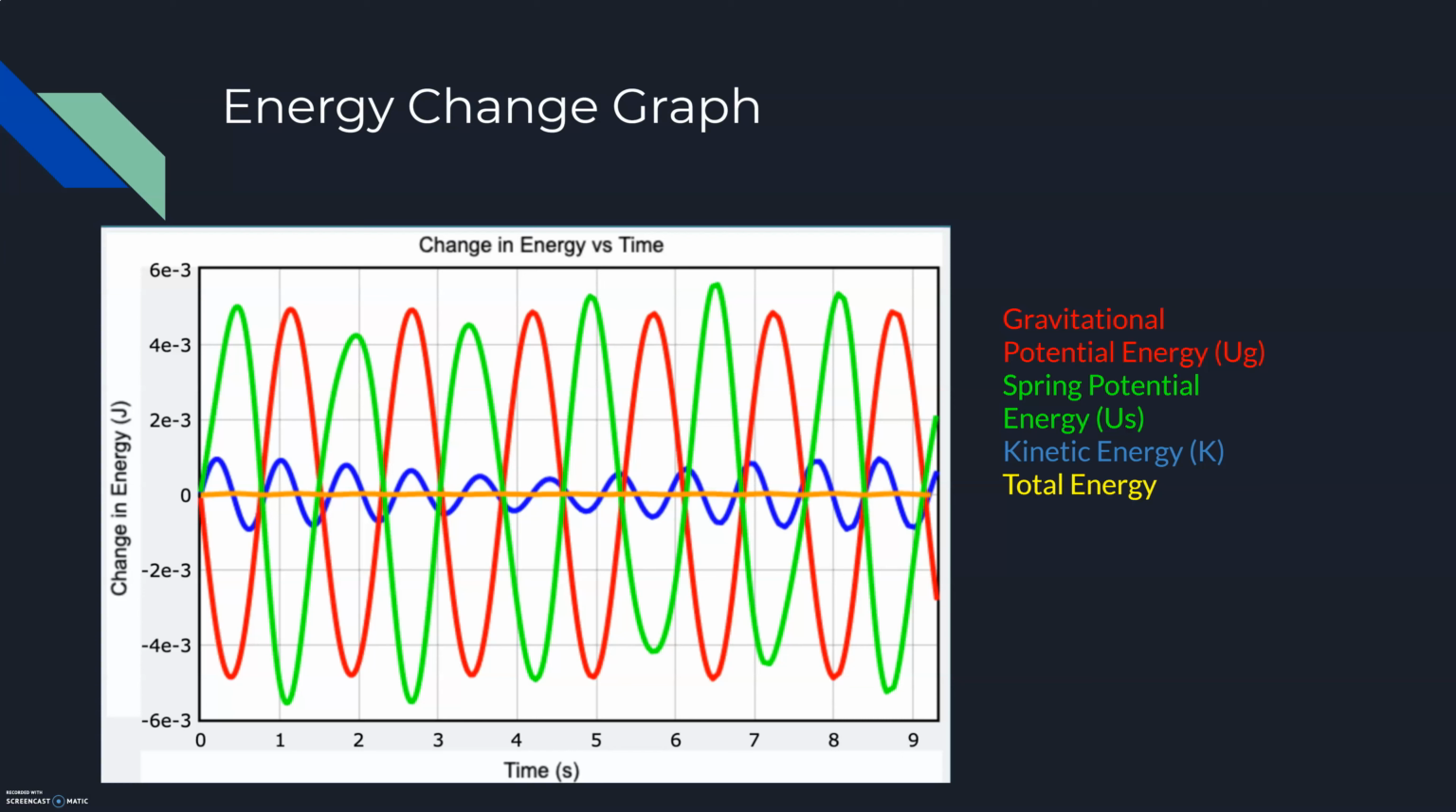In this lab, the total energy should stay constant due to the energy principle and conservation of energy. In this energy change graph, the total energy is always constant at 0. The spring potential in green is inversely proportional to the gravitational potential in red.